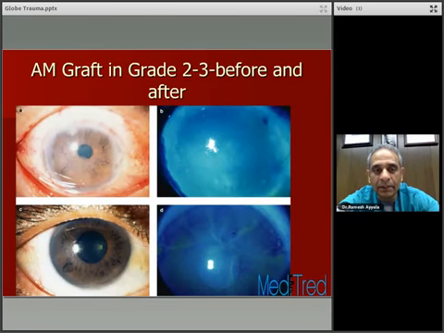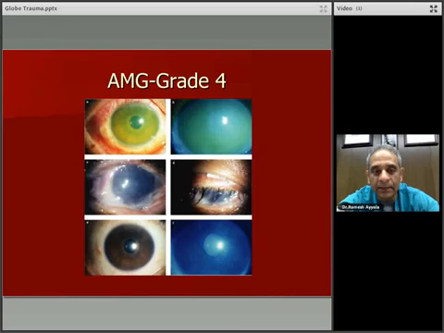Here is a patient with amniotic membrane graft in grade 2, 3 before and after. And as you can see, following the transplantation, amniotic membrane graft, the epithelium healed nicely. Here is another example of a patient with a grade 4 chemical burn. Following AMG, amniotic membrane graft, the epithelium healed nicely.